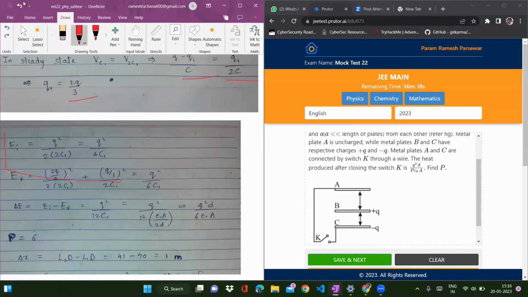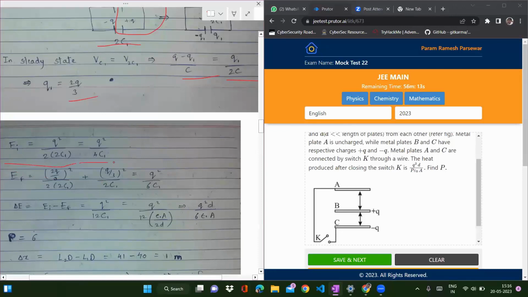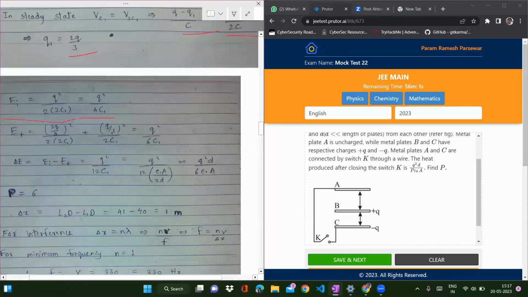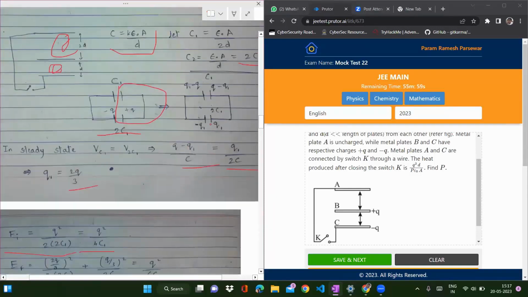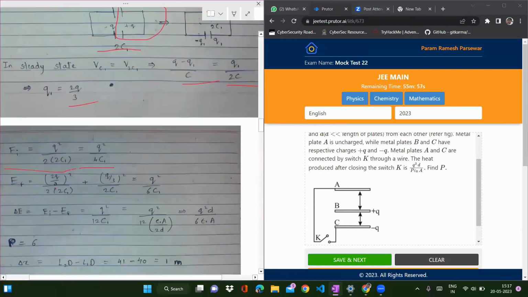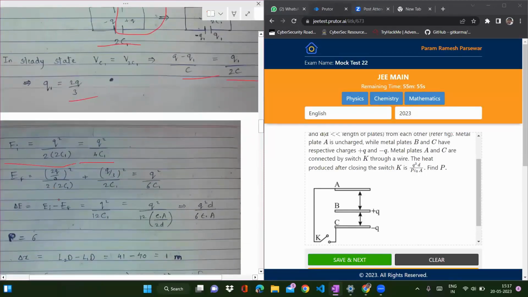Now for energies, we need to calculate the initial energy stored in the capacitor. For the energy stored in a capacitor, we have the formula Q squared by 2C. As the initial charge is Q, the energy is Q squared by 2 times the capacitance 2C1, which is Q squared by 4C1. The final energy will be for both capacitors, with charges 2Q by 3 and Q by 3 respectively, so we get E final equals Q squared by 6C1.